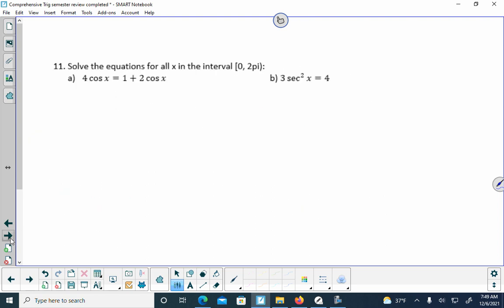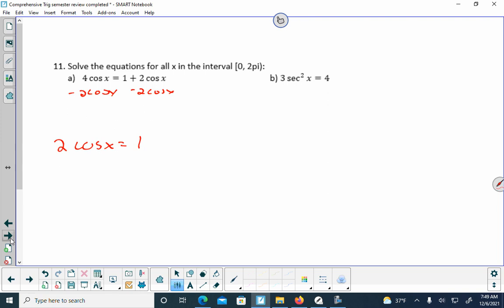Moving on to the next one, it's asking me to solve the equation in the interval from 0 to 2 pi. So I am going to bring everything to the one side of the equation. So I'm going to subtract 2 cosine x from both sides, and when I do that, I'll have 2 cosine x is equal to 1.